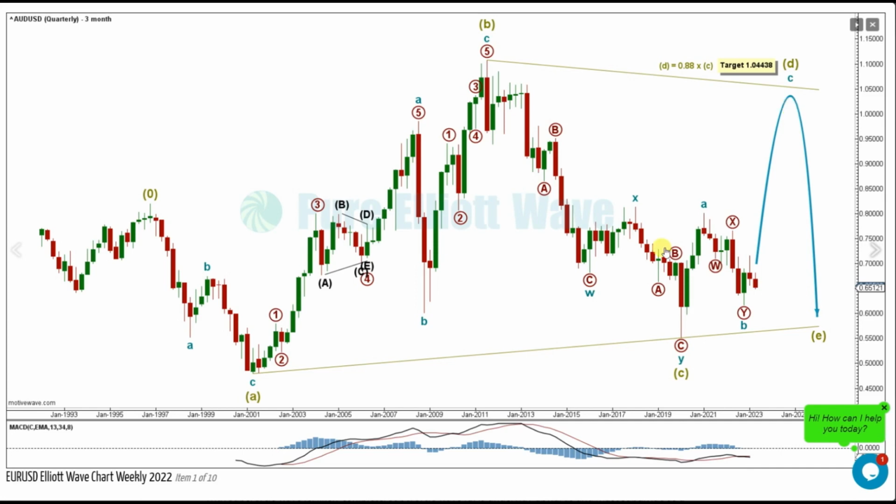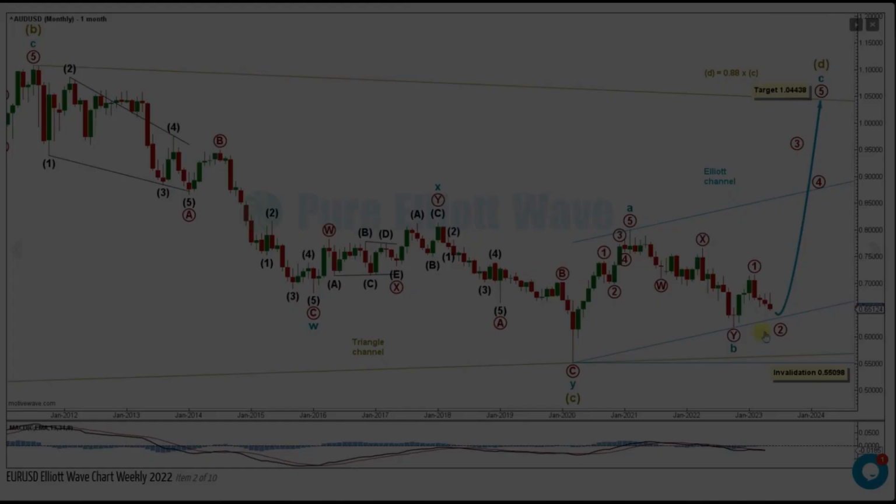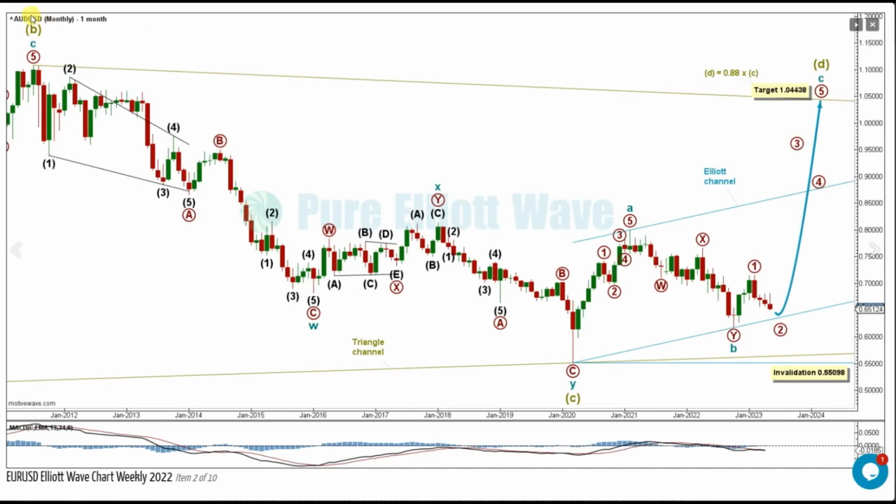On the monthly chart, let's zoom in from the top of supercycle B on this price action here. Now here is the top of supercycle B, here is C, and going up into D. Supercycle C is a double zigzag with the A, B, C for W, a sideways W, X, Y for X, and then an A, B, C for Y.